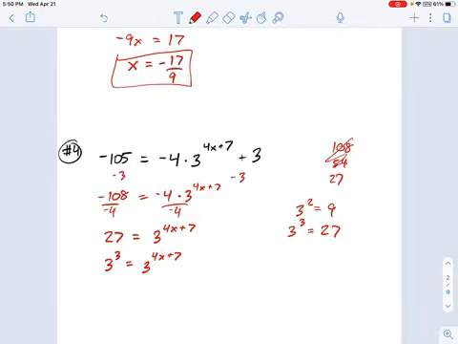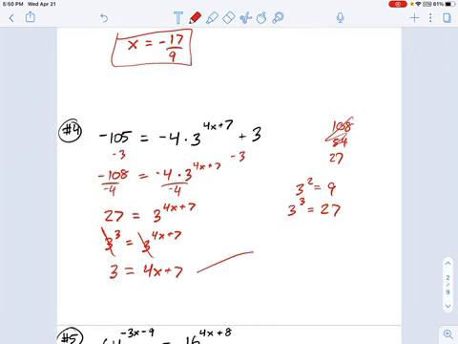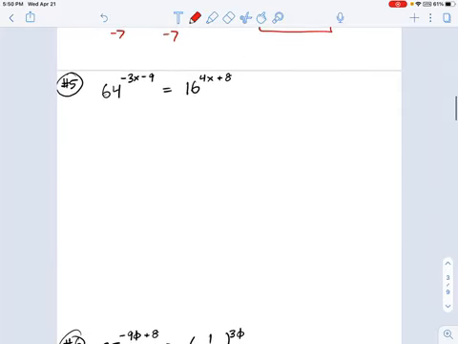Equal bases, so now we drop the base, right? You can cancel out those 3's, and we just get 3, the exponent, equals 4x plus 7, the other exponent. And now let's bring it over here, I have a little more space. Subtract 7 from each side, we get -4 equals 4x, and that means -1 is our answer for x. Okay, let's do another example.